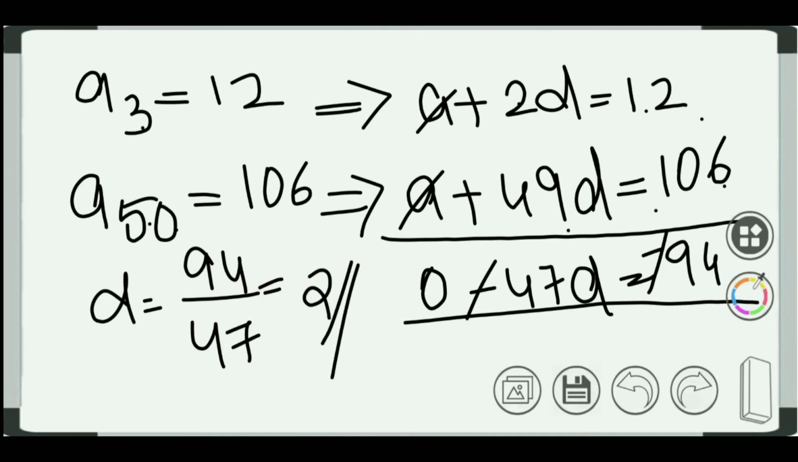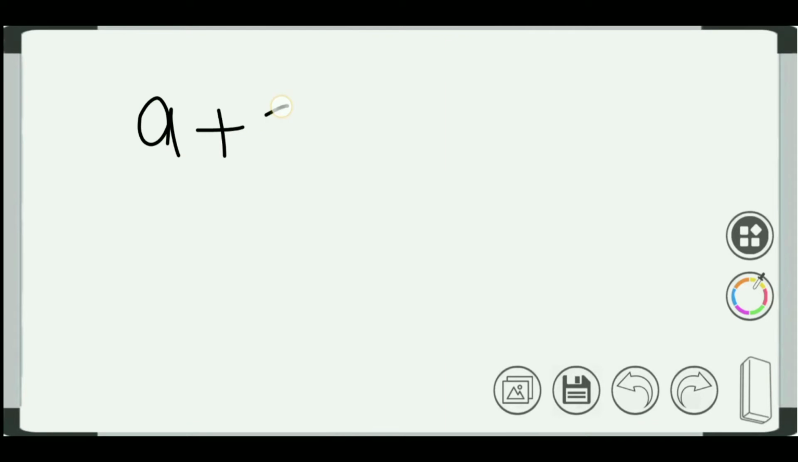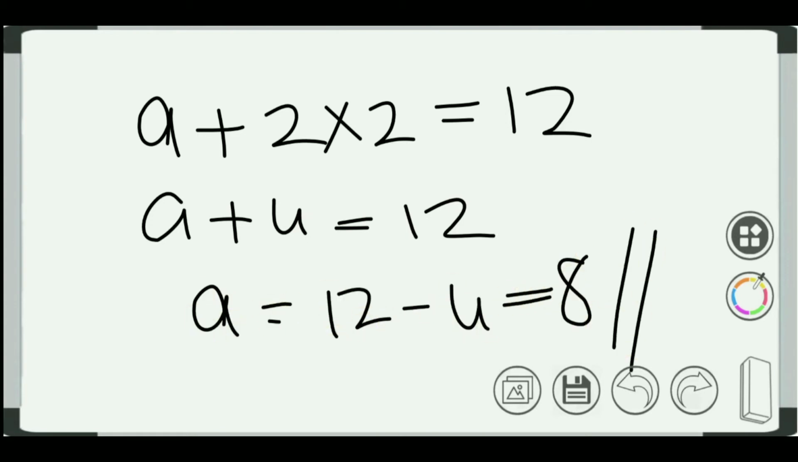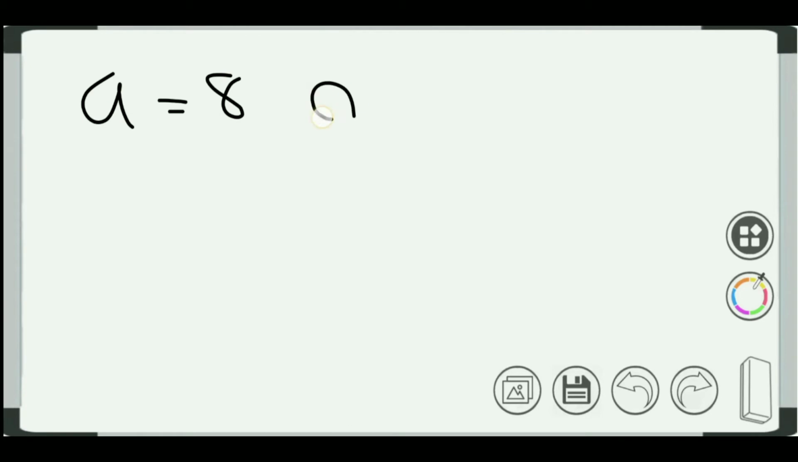Now you can find the value of a by putting this value of d in the first equation. A plus 2d is equal to 12. A plus 2 into d is 2, equal to 12. A plus 4 equal to 12. Therefore, a is equal to 12 minus 4, which is equal to 8. So you got the value of a is equal to 8, d is equal to 2.